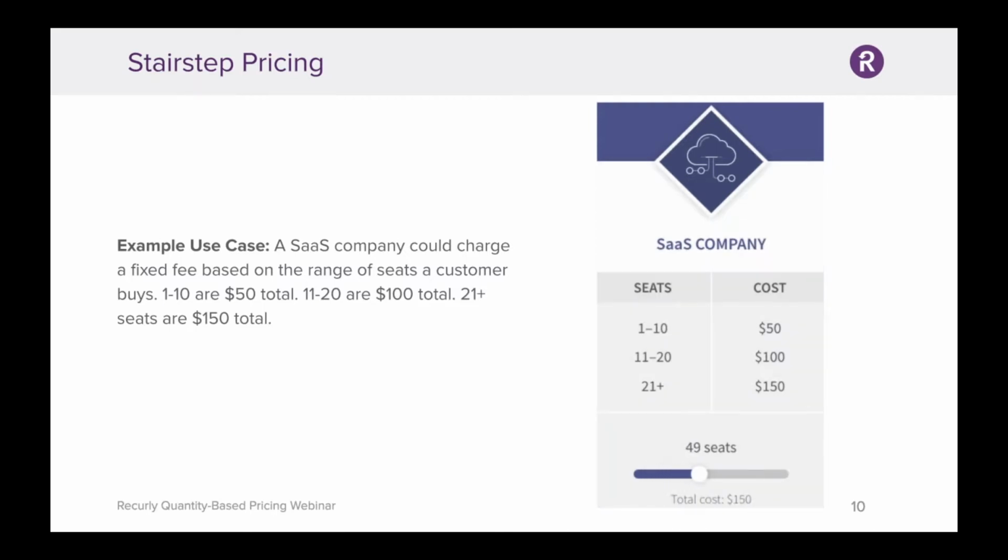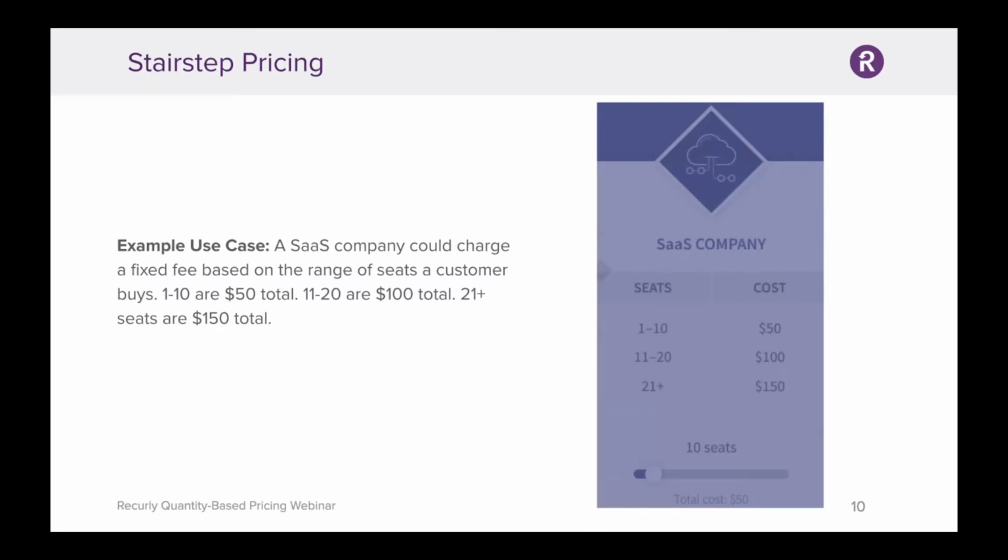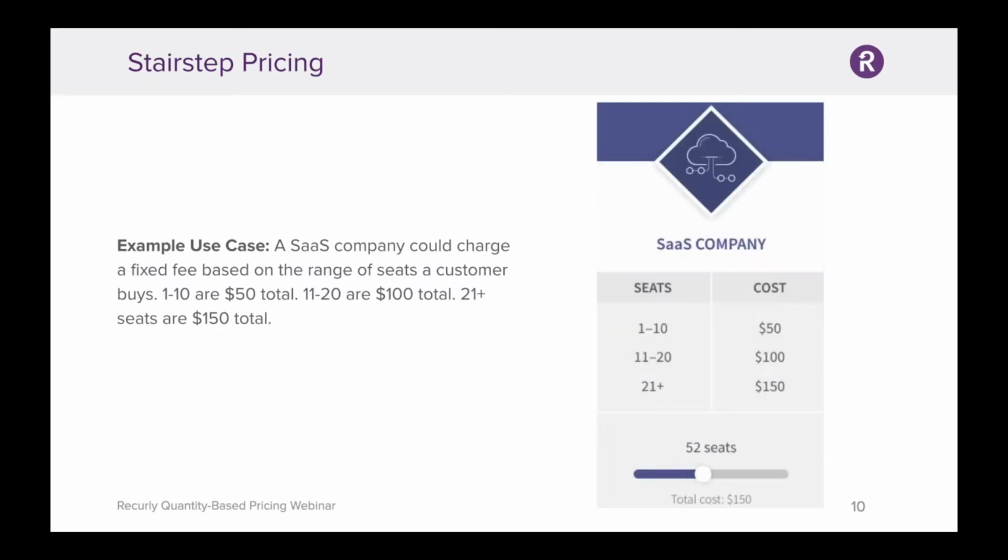If a customer buys 1 to 10 users, they'll be charged a total of $50. If a customer buys 11 to 20 users, they'll be charged a total of $100. If a customer has more than 20 users, whether it's 21, 50, or 100, in this example, they're only going to be charged $150. So it's a great way to not be super focused on this product is this cost, but these ranges have these costs.